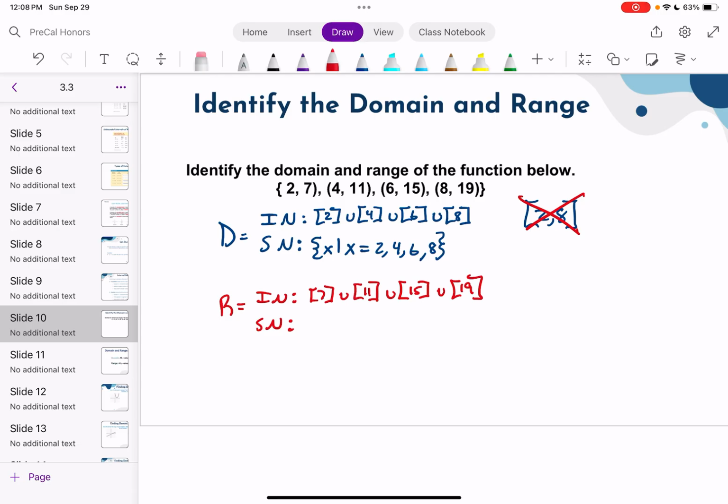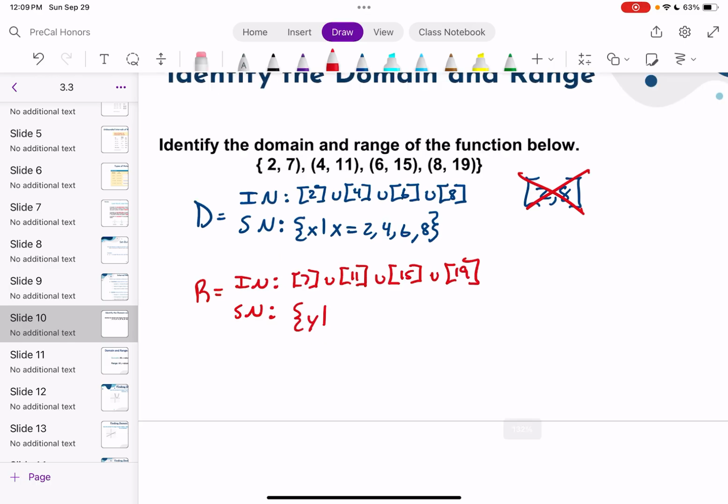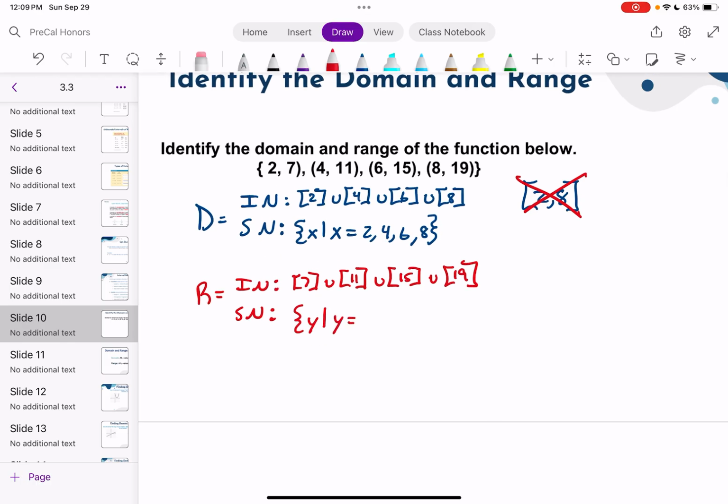Set notation. Remember, now that we are looking at the range and not the domain, the domain is always our x, and the range is always in reference to our y. So we would write this as y such that y is equal to 7, 11, 15, and 19. Once we finish that off, we write our set notation closing on the back end.